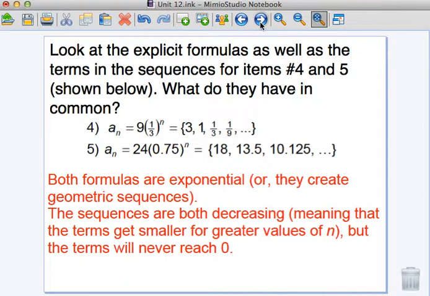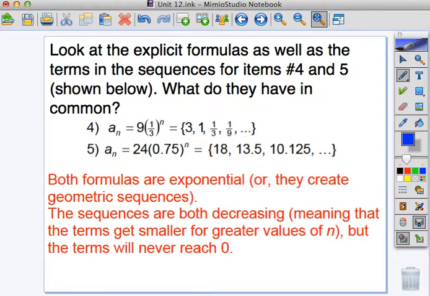Next question. Look at the explicit formulas as well as the terms and the sequences for items 4 and 5 shown below. What do they have in common? Notice both formulas are geometric sequences, or exponential functions. Notice that your rate is a fraction. It's less than 1 for both of those. And on the terms, you're decreasing every time.